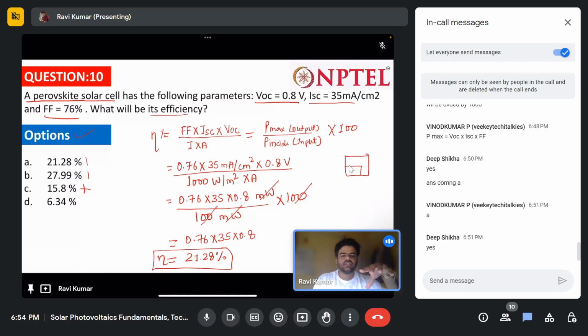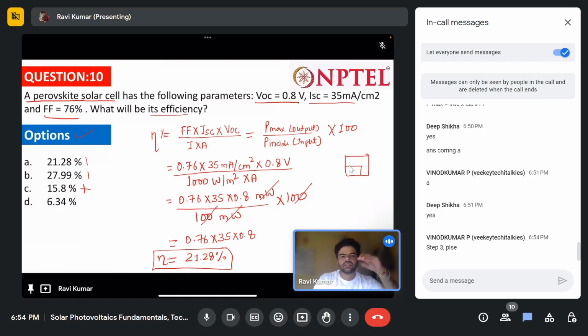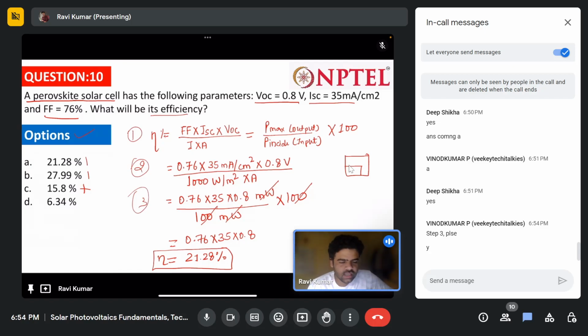The current depends on the surface area, voltage does not. One thing is here. And if current is given in per centimeter square, step 3. This is 1, this is 2, this is 3. So in step 3, what we are doing, we are just making this P max into milliwatt. We are taking cell area equals to 1 centimeter square. Let us assume our solar cell is of 1 centimeter square. Then you will just multiply it 1 centimeter square. So centimeter square will be cancelled out.